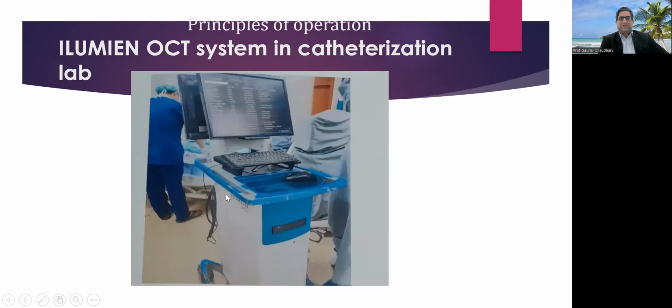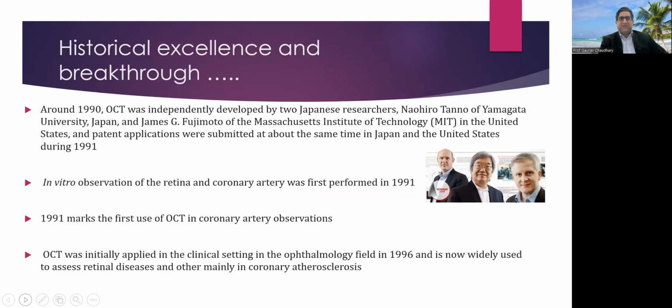This is how we see the Illumien OCT system in cath labs nowadays. But it is very age-old. It has been decades of research and excellence. Around 1990, two researchers, Dr. Nahori and Dr. James D. Fujimoto of MIT in the US, applied for patents in 1991. In vitro observation of the retina and coronary artery was done in 1991, and 1991 marks the first use of OCT in human coronary observations.